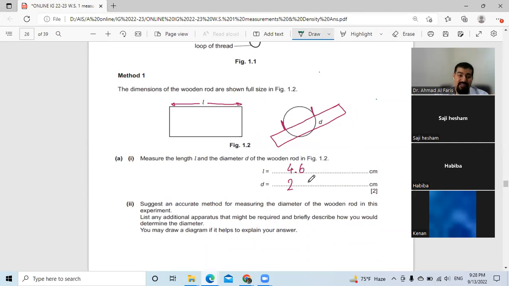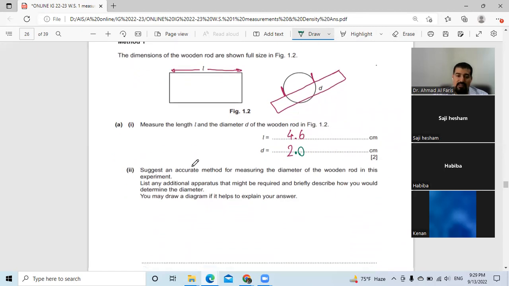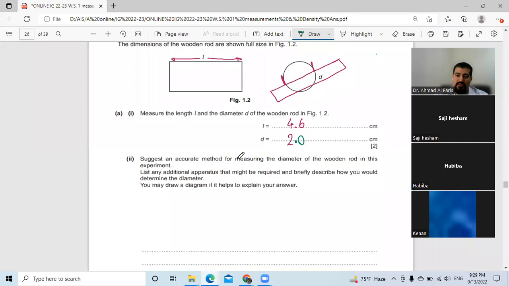Bravo. 2 or 3 significant figures. So you have to write it 2.0. So now I know the length, I know the diameter. What do they ask? 2 marks, easy. Double I. Suggest an accurate method for measuring the diameter of the wooden rod in this experiment.